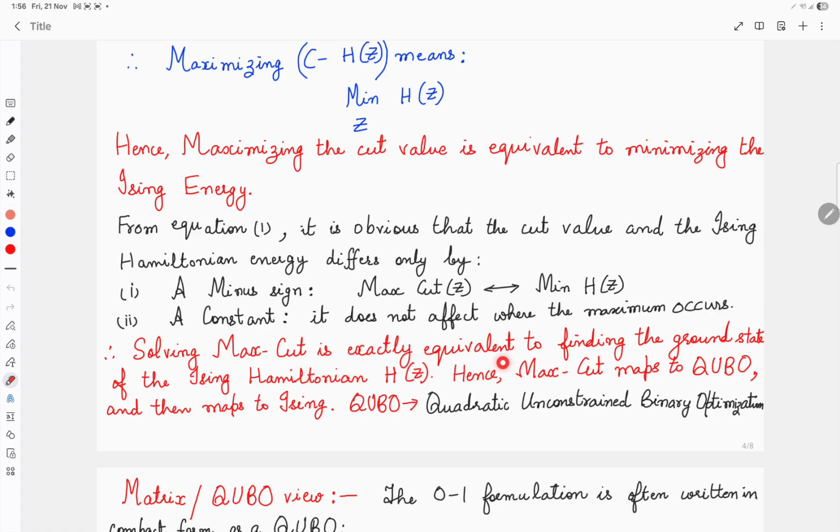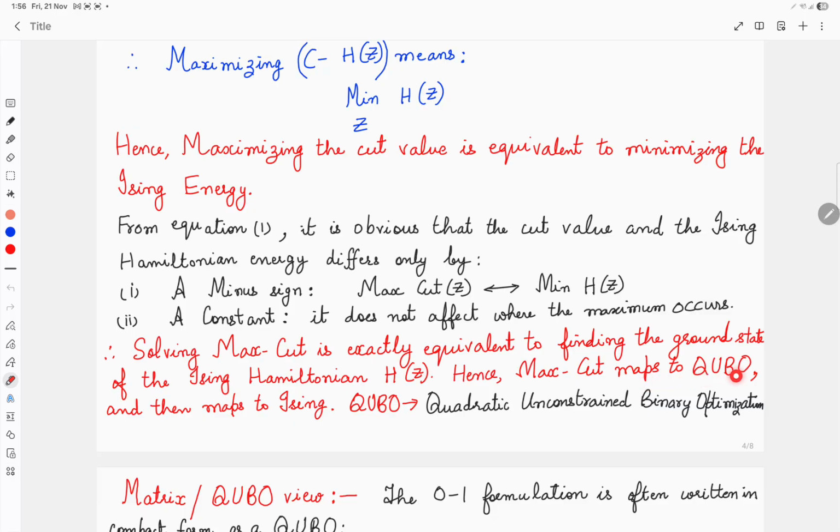So solving MaxCut is exactly equivalent to finding the ground state of the Ising Hamiltonian Hz. I have been able to explain the mapping of the MaxCut problem to the classical Ising Hamiltonian. So it is correct to say that solving MaxCut is exactly equivalent to finding the ground state of the Ising Hamiltonian, because we have to find the minimum energy. Minimum energy basically corresponds to the ground state, the minimum energy state.